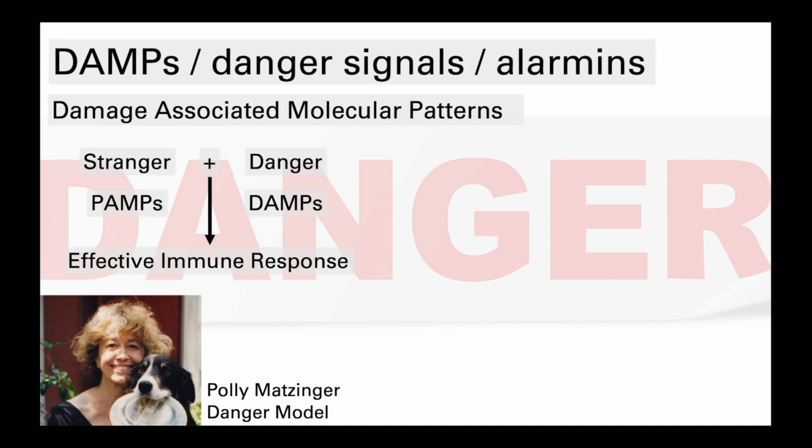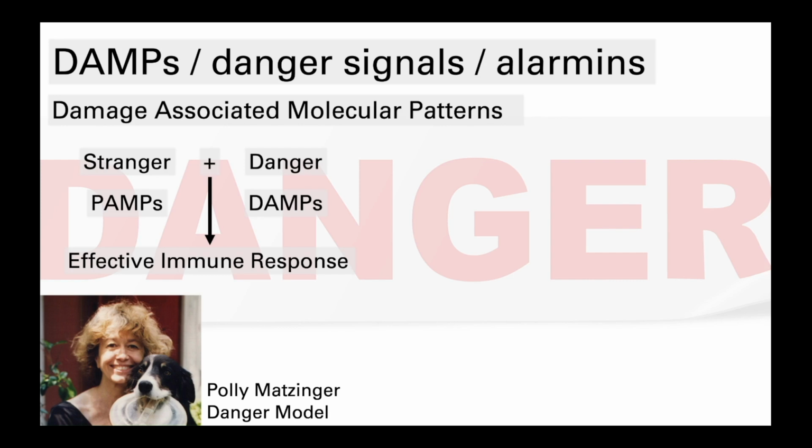So finally, we need to discuss damage-associated molecular patterns, or DAMPs, which are sometimes called danger signals or alarmins. DAMPs are endogenous, so they originate within cells and are released in response to damage, and this triggers a non-infectious inflammatory response, or can enhance an infectious response in the case of pyroptosis.